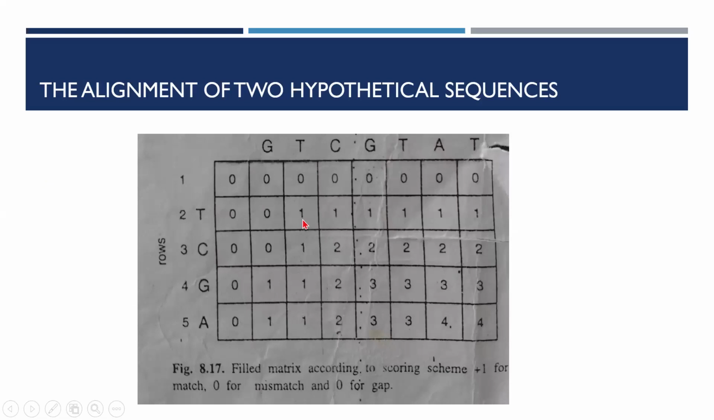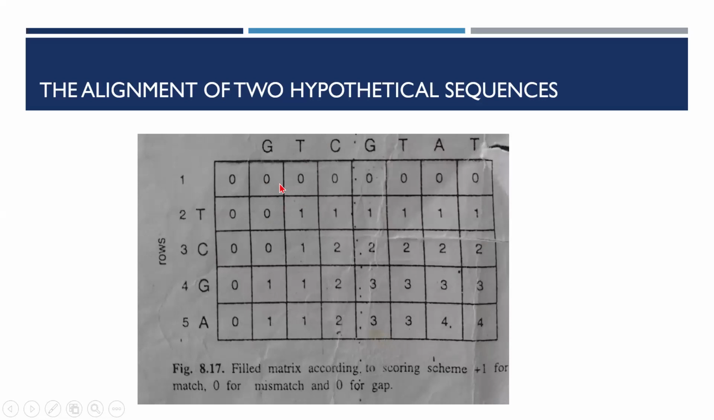Next, moving on to the next cell, which is 2, 3. The same algorithm is applied here, right? The diagonal value plus alignment score. Here the alignment score is a match. T matches with T. So the alignment score is 1. So 0 plus 1, 0 plus 0, 0 plus 0. I hope you understand why 0 plus 0: 0 plus gap penalty, 0 plus gap penalty. So the maximum of 0 plus 1, 0 plus 0, 0 plus 0 is 1.